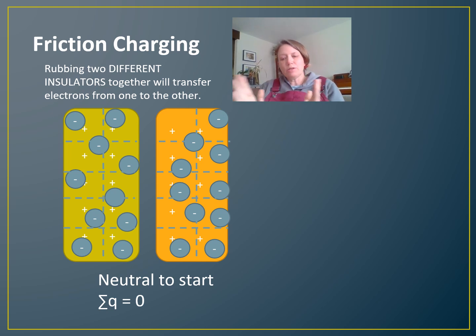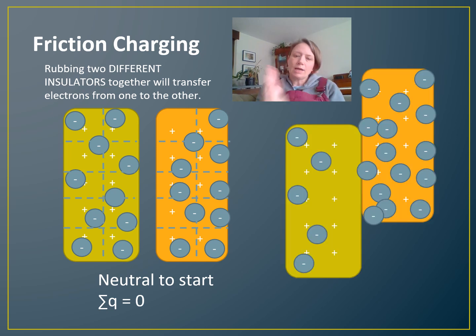So if I take 2 different materials, they might start off neutral. They both start off with the same number of protons and electrons, sigma q of 0. But as I rub them, whichever one of those 2 materials is greedier for electrons will steal the electrons off of the surface it's touching. This is why the rubbing is so important, because when you rub 2 objects, you allow those surfaces to come into contact, you allow the atoms to come close enough to kind of steal electrons off of the other material.